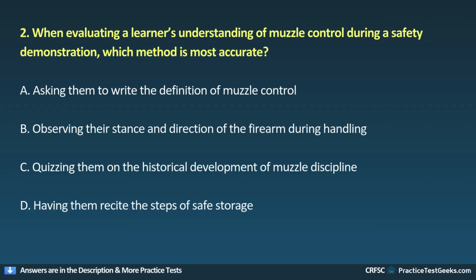2. When evaluating a learner's understanding of muzzle control during a safety demonstration, which method is most accurate? A. Asking them to write the definition of muzzle control. B. Observing their stance and direction of the firearm during handling. C. Quizzing them on the historical development of muzzle discipline. D. Having them recite the steps of safe storage.